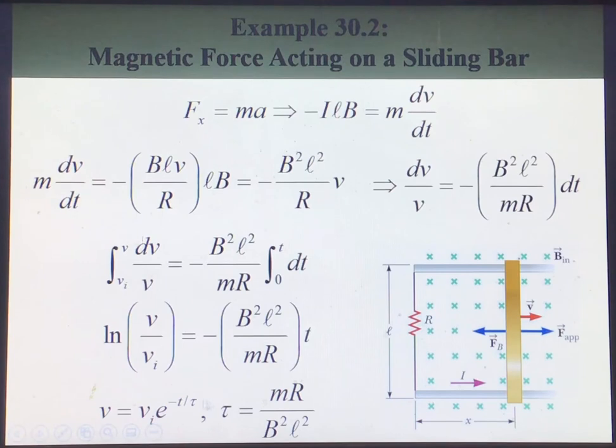So what this tells me is that when some initial velocity is given to this sliding bar at t equals 0, then the magnetic force is going to slow it down such that the velocity is going to die off exponentially. It's going to decay exponentially, and it's given by this equation right here. So V equals V initial e to the negative t over tau, where tau is just given by this quantity here.